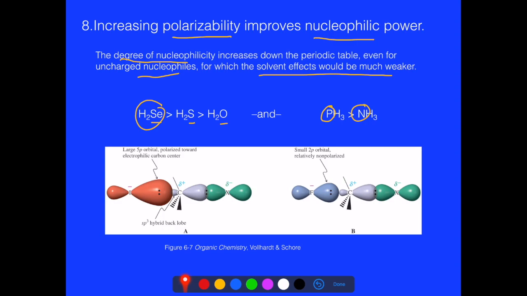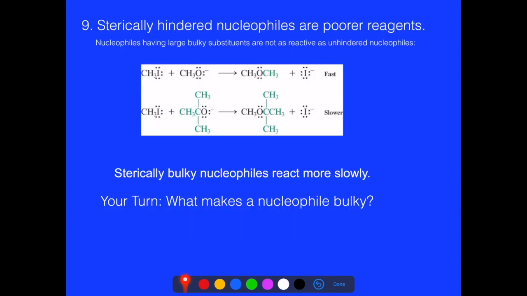And so we can polarize it more. There's a bigger area for those electrons to be polarized, again towards the carbon center. That's one of the things I have to think about: how polarized a particular atom can be. We also can talk about sterically hindered nucleophiles, and how sterically hindered they can be.